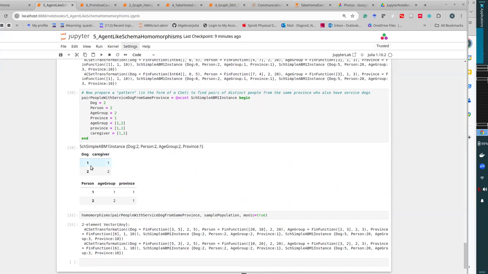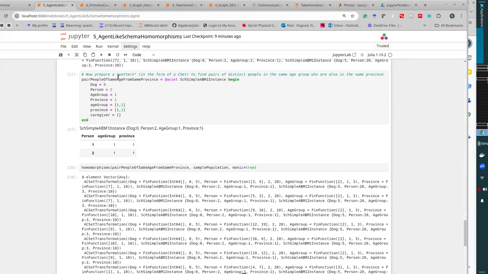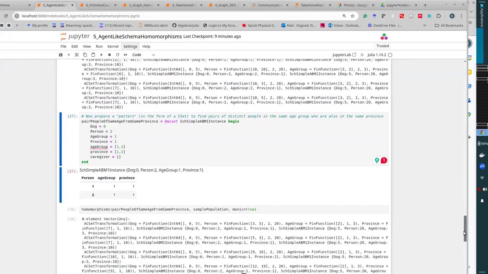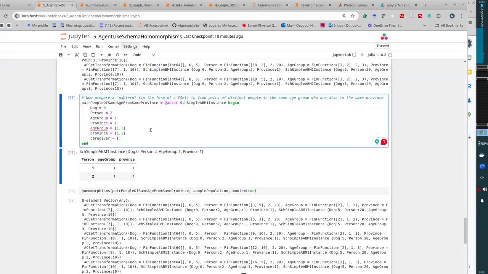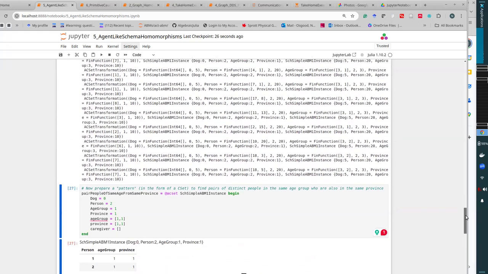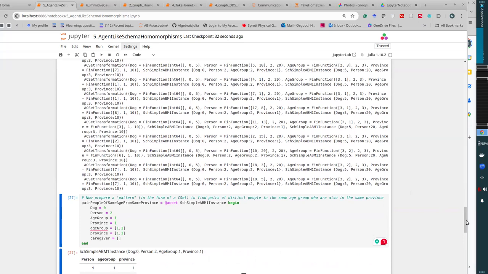Okay. I know it takes time to warm up. So can I try another one? This is a little bit more interesting, but maybe it will help, maybe not, we'll see. Here, we're going to prepare a pattern to find pairs of people who are in the same province. We're not yet paying attention to the dogs. The dogs are going to be coming. Believe me, the dogs will be coming. But we're going to have two people, that's our pair. Find me two people who are in the same age group in the same province. I thought I had one.